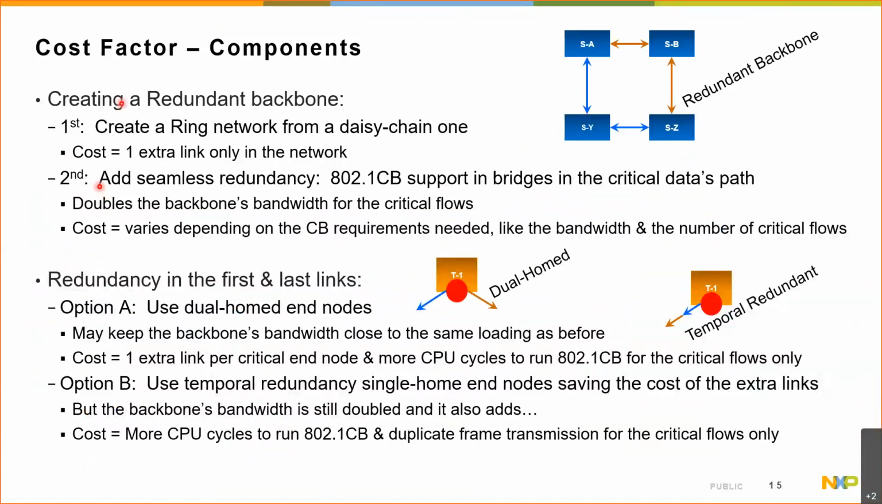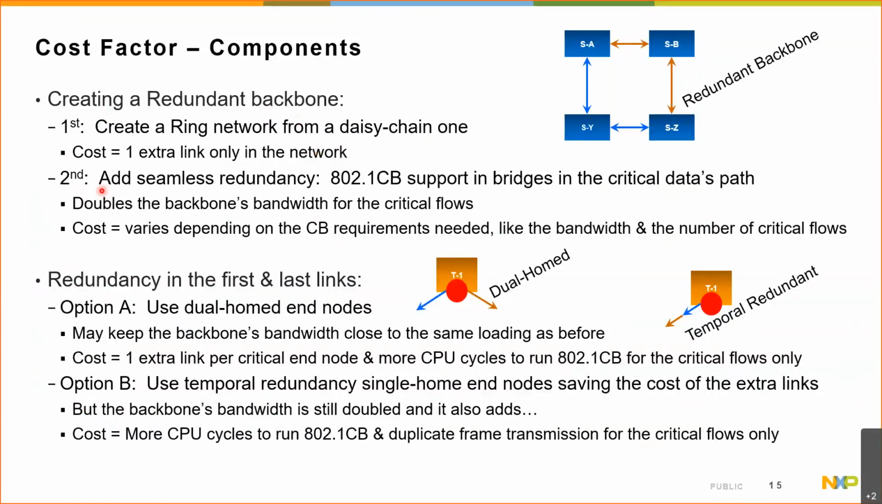So let's look at the components. First, you've got to create a redundant backbone. And to do that, you typically create a ring, which was originally a daisy chain. So let's say switch B and Z were not connected because you still needed a path to all of the nodes. All you need to do is add this one extra link to create a ring. And that's what basically is done. And that's not too bad for what you get out of it.